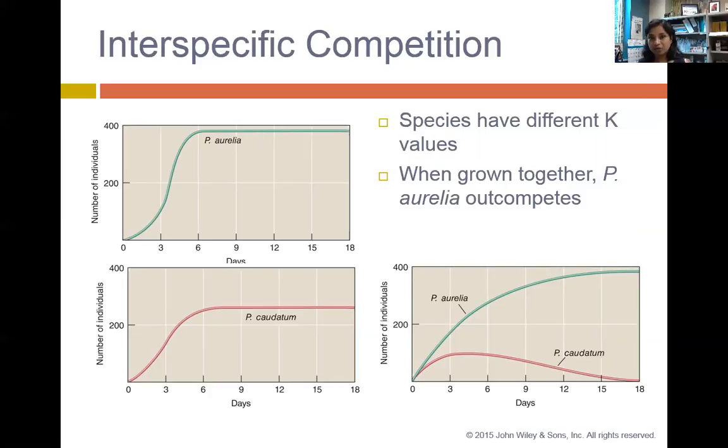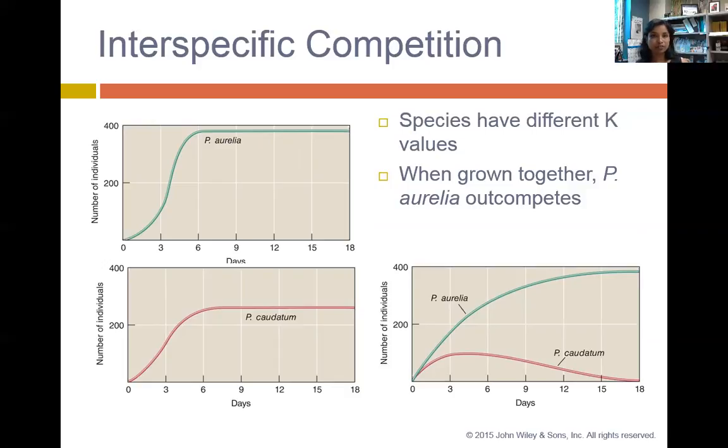How they figured out what makes this not happen in natural ecosystems. In natural ecosystems, P. aurelia and P. caudatum show pretty much the same population levels, right? Numbers. So what is different between the actual environment and the lab environment that they study these guys in?